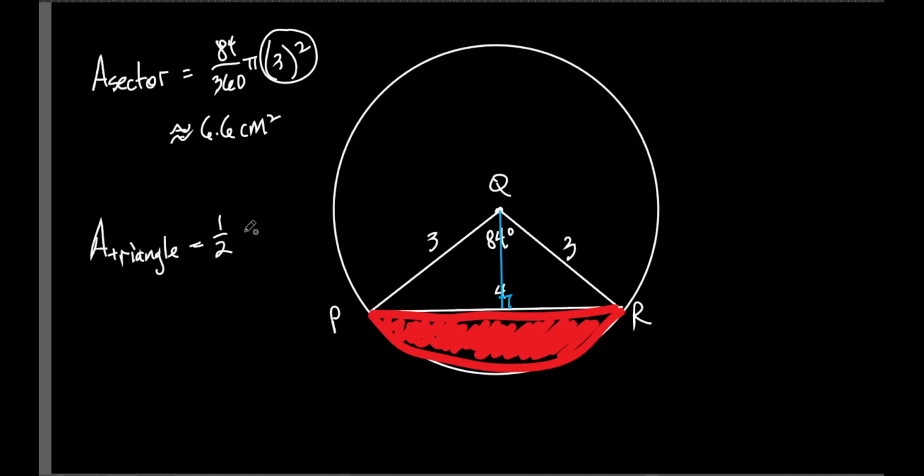It's 1/2 the base times the height. What do I already know about this triangle? The base is 4, that's right. What do I have to find, though? The height, which is the blue one. Okay? You got it? Okay, so let's do this.